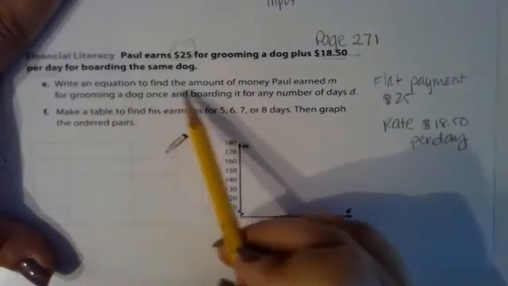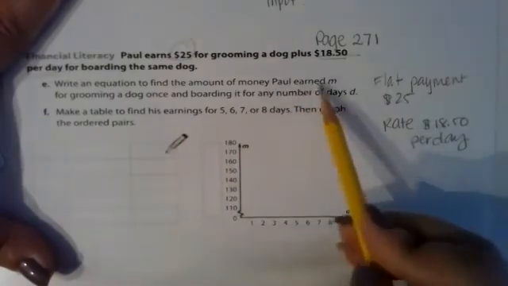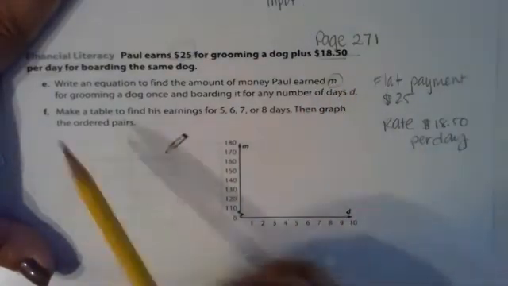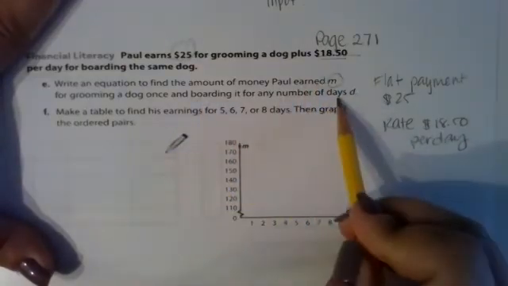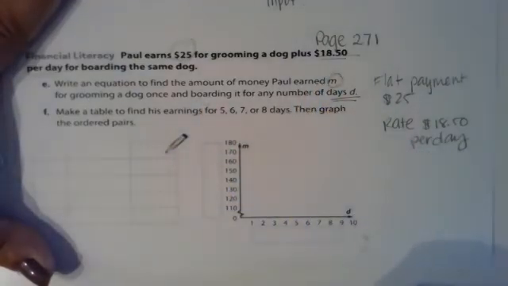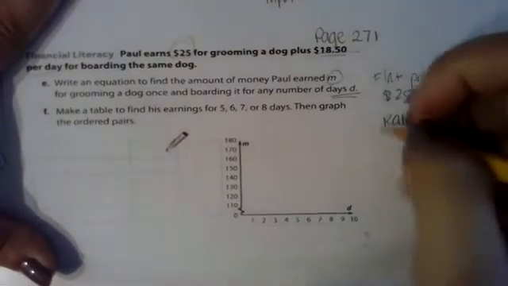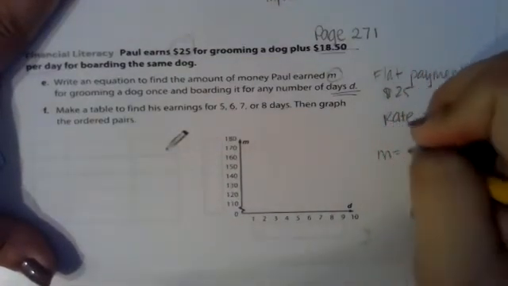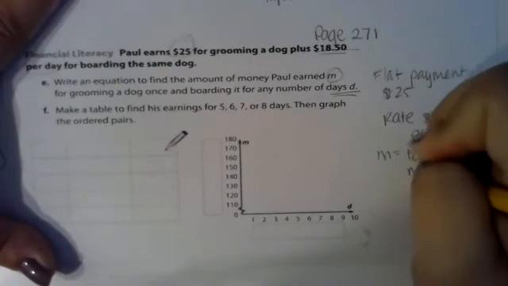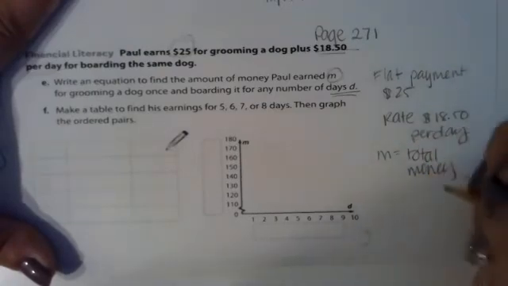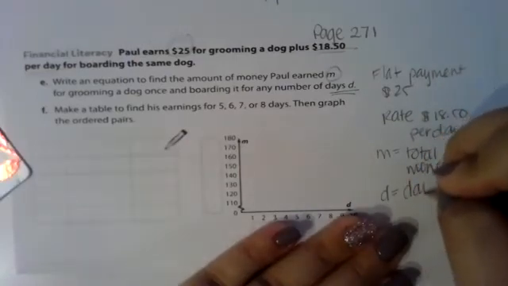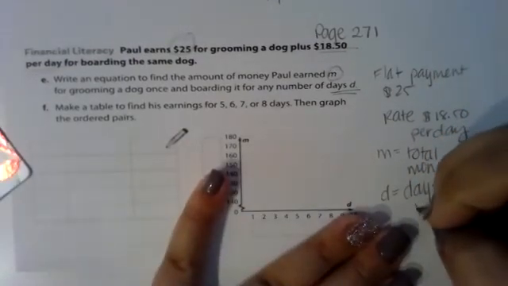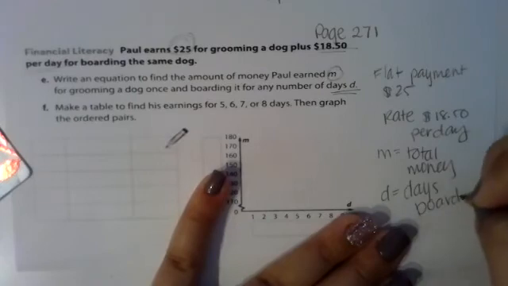So we're going to write an equation to find the amount of money Paul earned, M, for grooming a dog once and boarding it for any number of days, D. So it tells me here my M is going to be total money, and my D is days boarded.